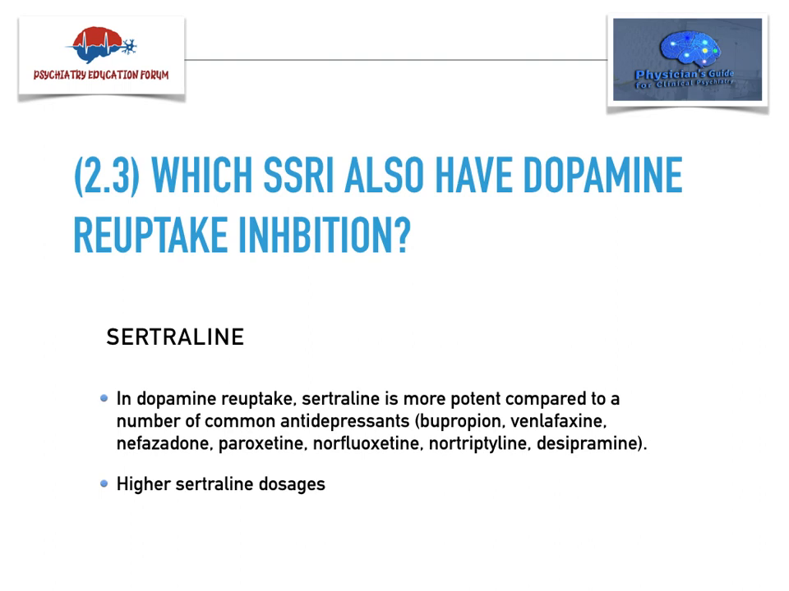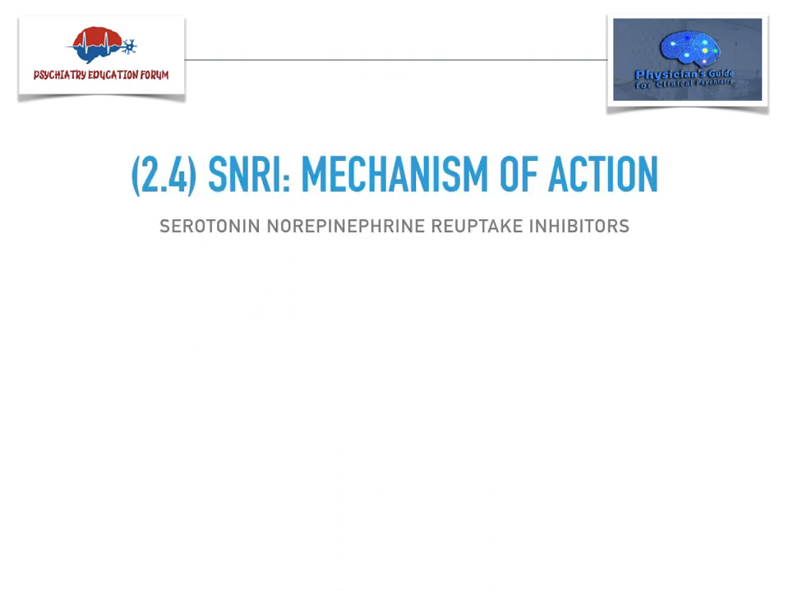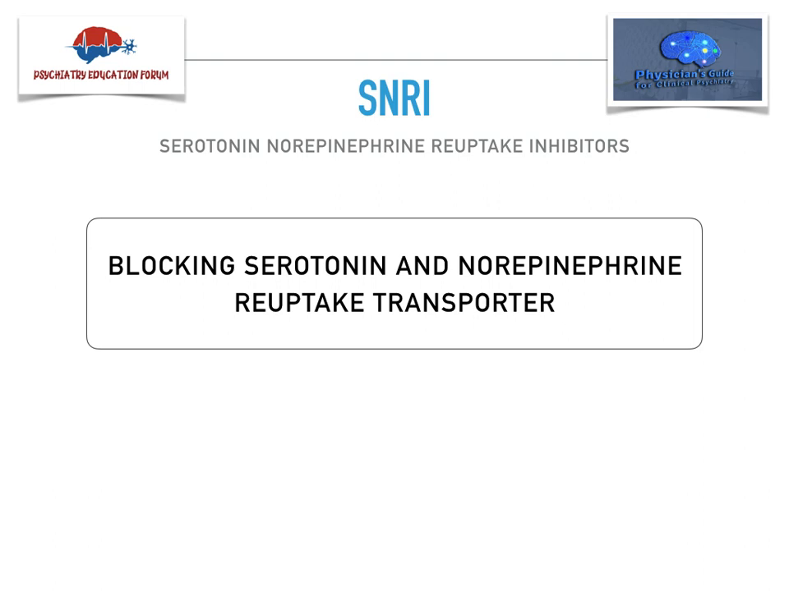Now, moving on to next class of medication, which is SNRI. Now, we have many SNRIs here, which is serotonin, norepinephrine reuptake inhibitors. We have venlafaxine, desvenlafaxine, duloxetine, milnacipran, and levomilnacipran. Now, let's discuss the fourth question here, which is mechanism of action for SNRI. How do they work? Well, the name tells us everything.